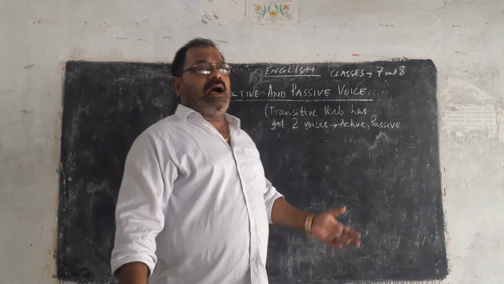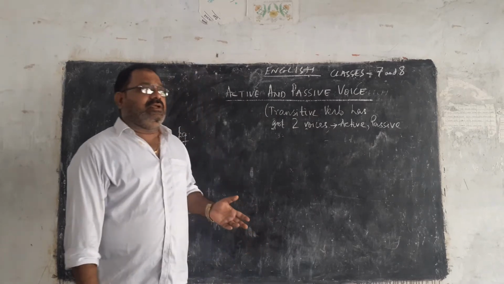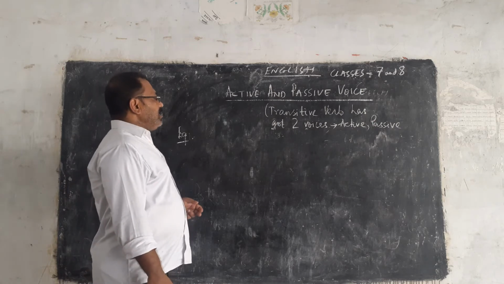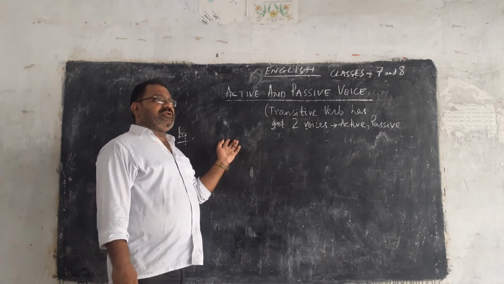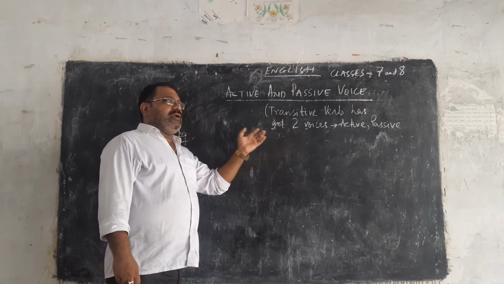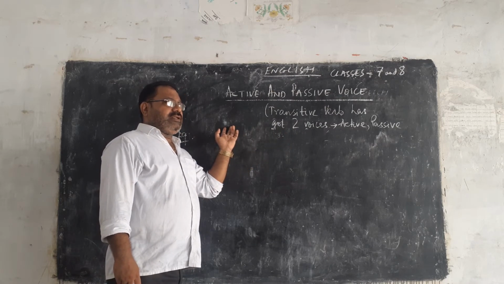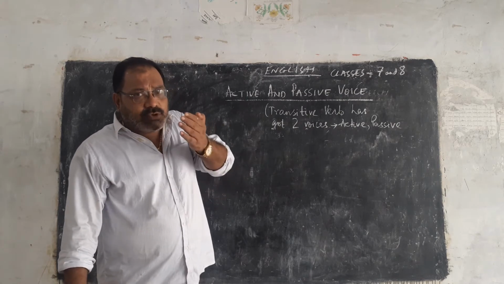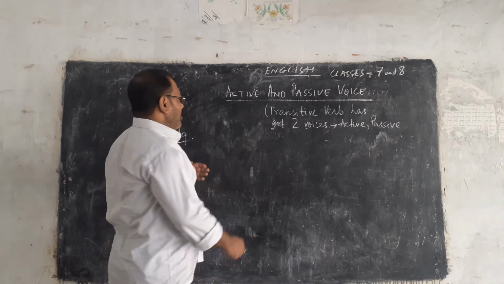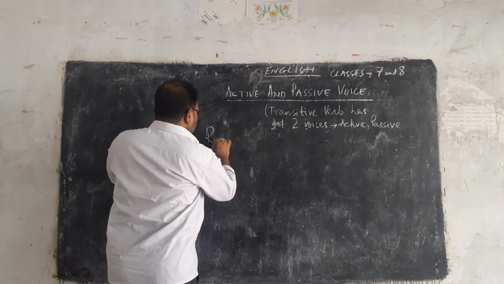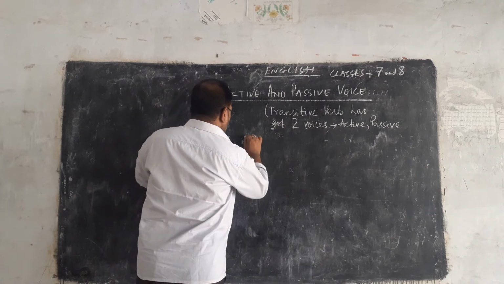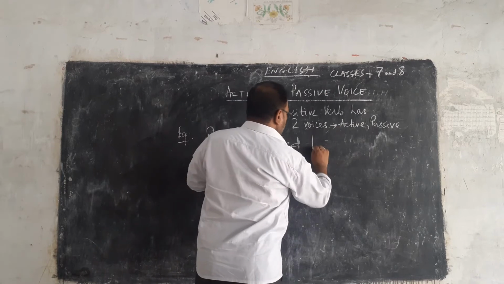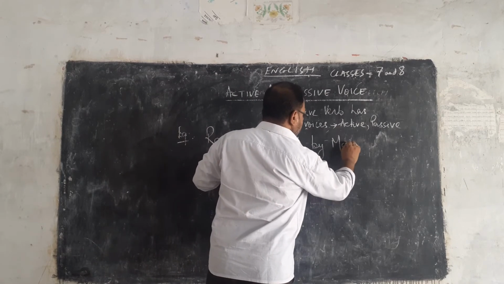Now we will convert this sentence into passive voice. The same sentence, in active voice, was Manish helped Ravi. What does passive voice tell us? It tells us the subject should be the receiver of the action. Ravi was helped by Manish.